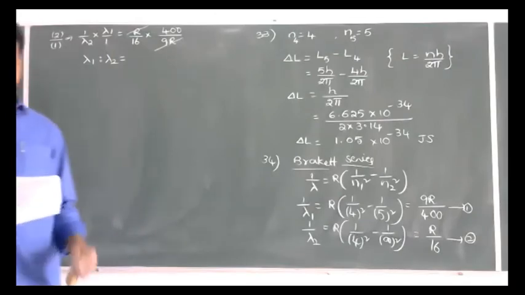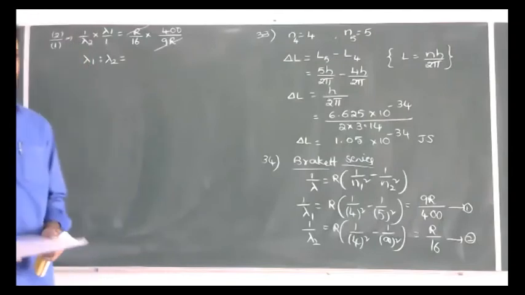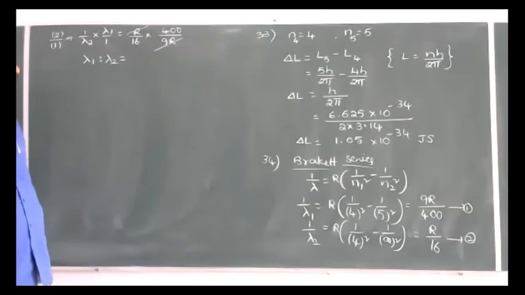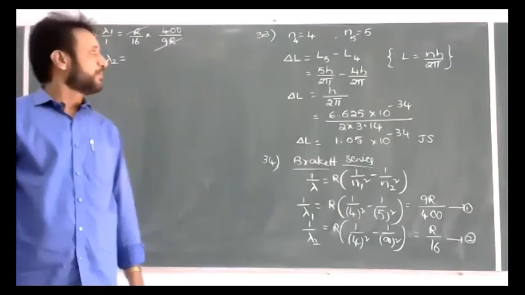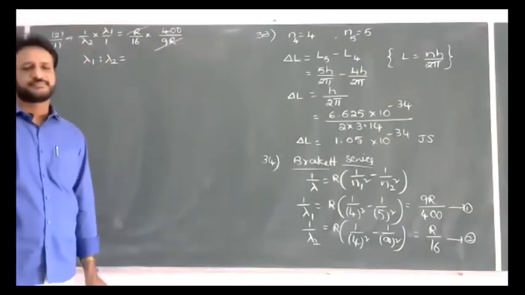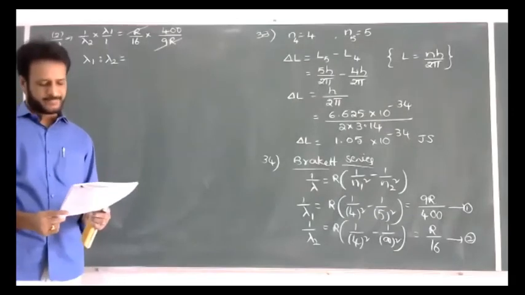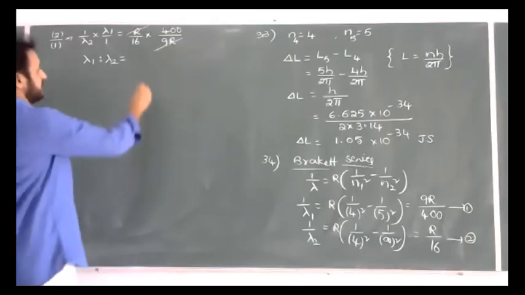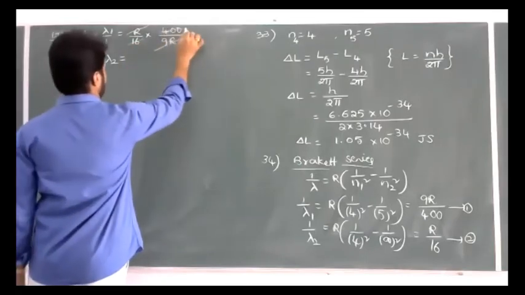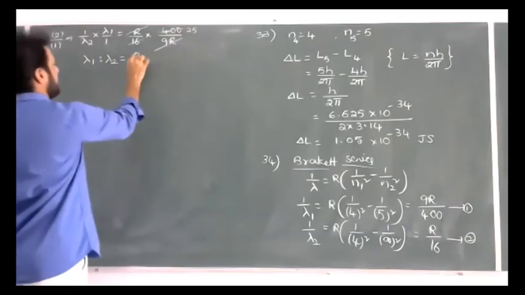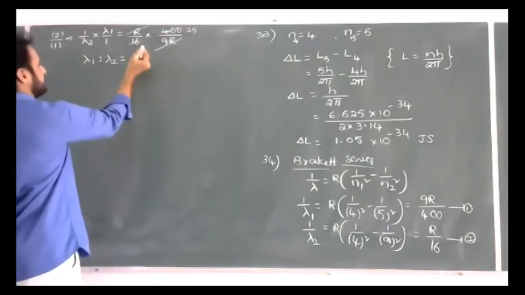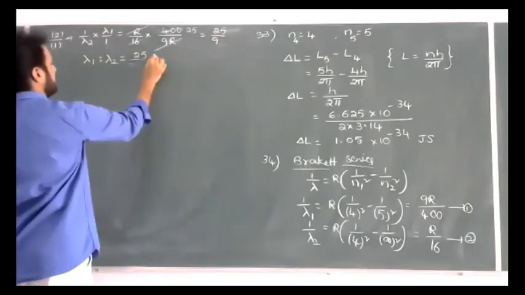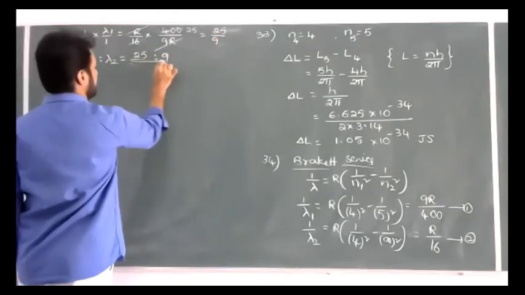So 25 is to 9. So 16 ones are 16, 25s are cancelled. 400 by 16. 25. Check, correct? That equals 25 is to 9. Here I'll write 25 is to 9, or as a ratio, if you want to write it, 25 is to 9. Check, correct?